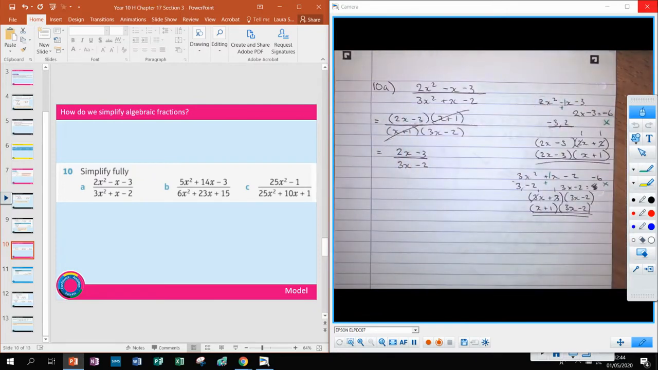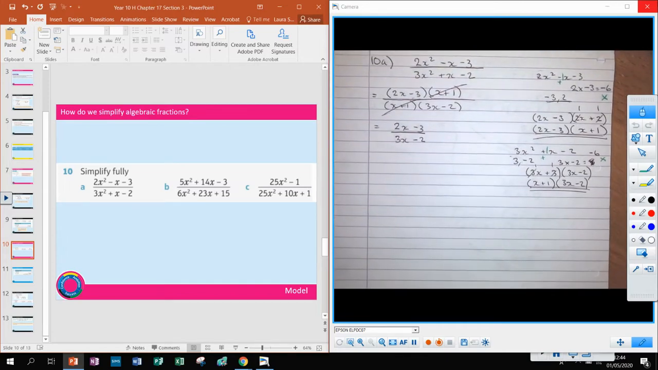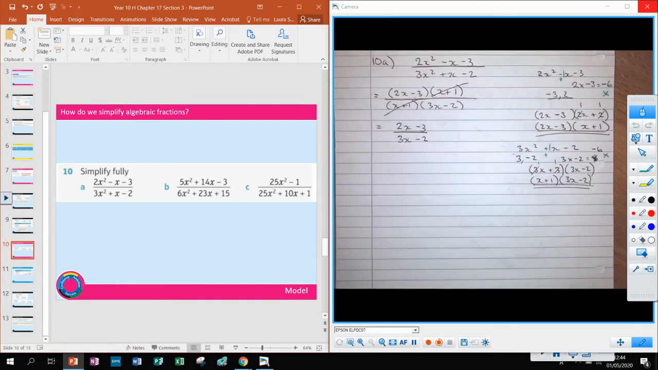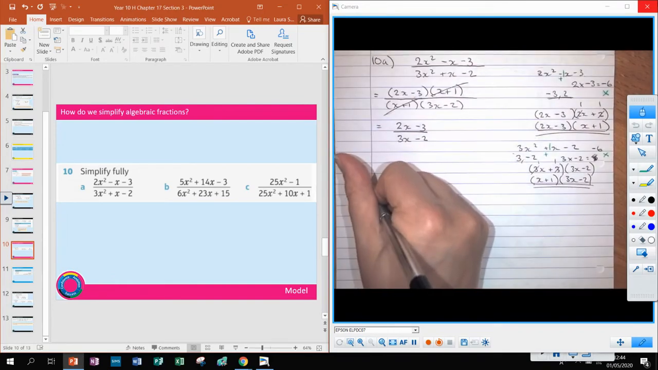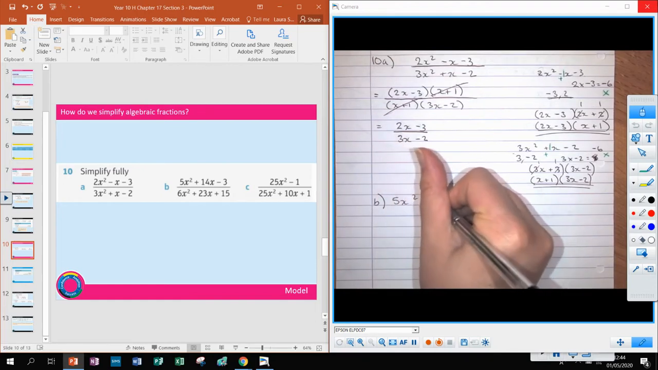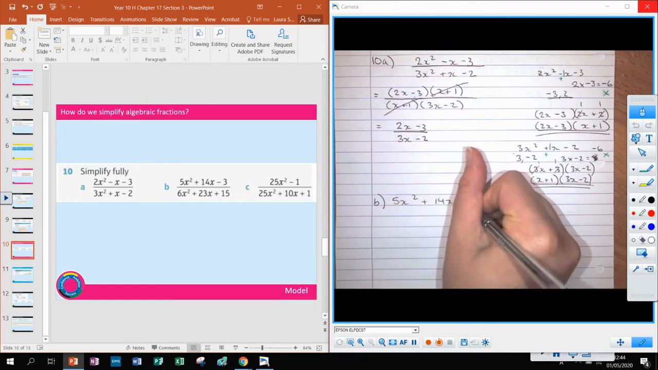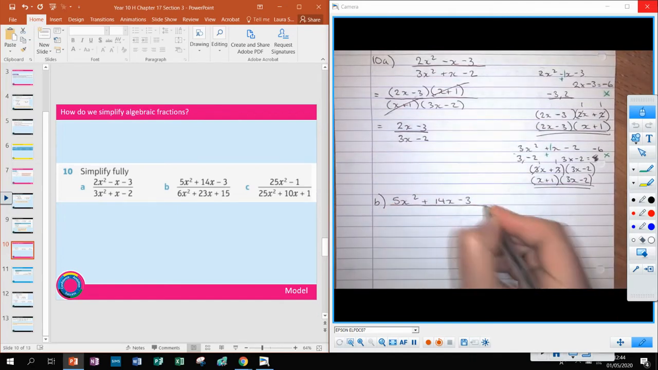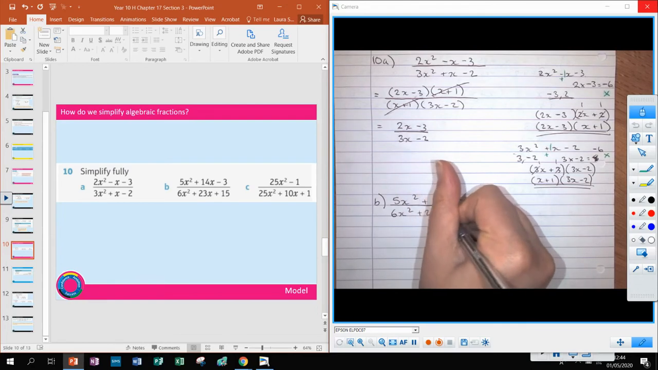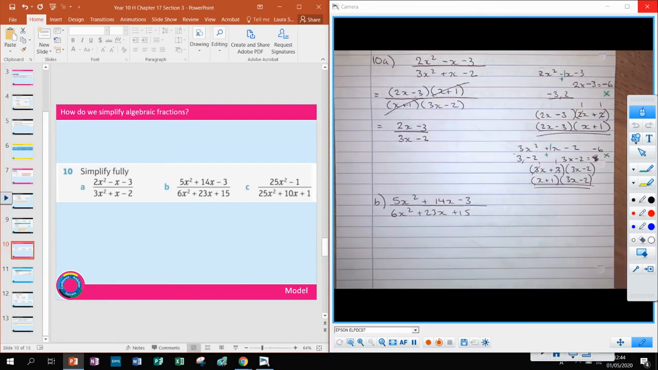All right, so I'm hoping that makes sense. Okay, I am going to walk through these other two with you. All right, because I think it's important that you see two more examples, and then you're going to try a question. Okay, so let's take a look. So for part B, we have 5x squared plus 14x minus 3 all over 6x squared plus 23x plus 15.